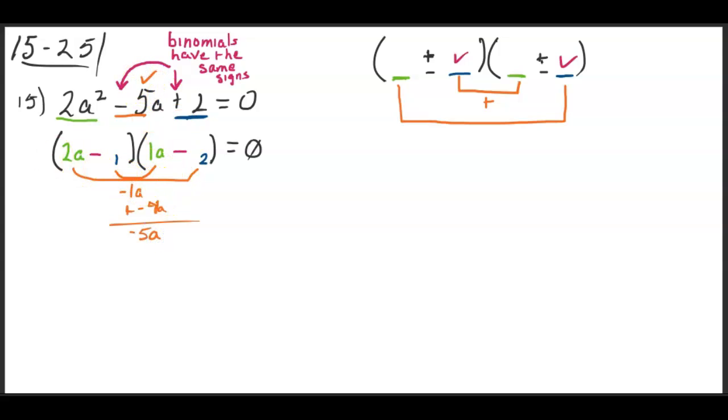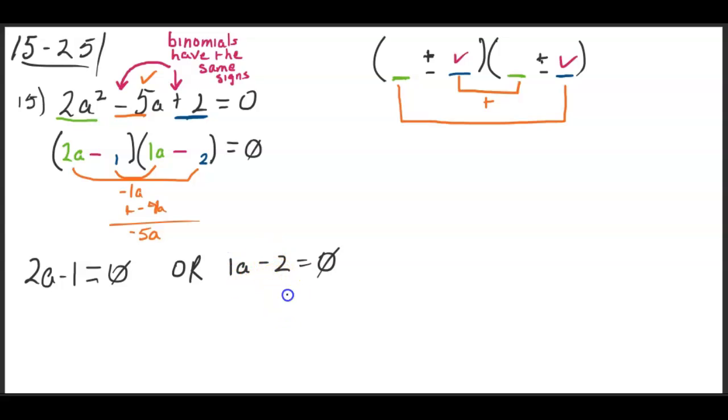So what did we just figure out? We figured out that 2a minus 1 is one factor, and a minus 2 is the other factor. So now we're solving 2a minus 1 equals 0, or a minus 2 equals 0. I don't really need to write that 1 in front of the a.